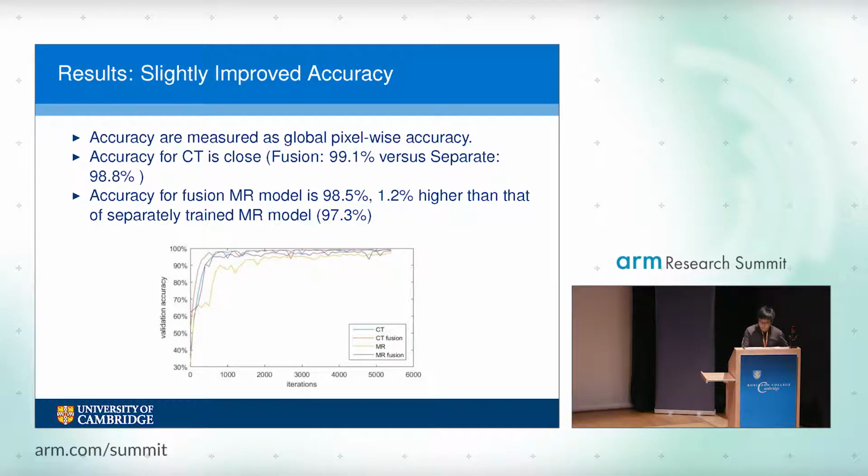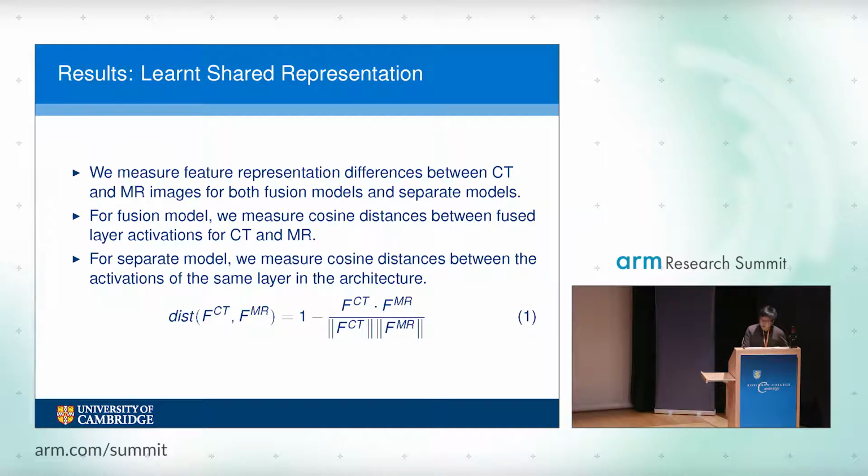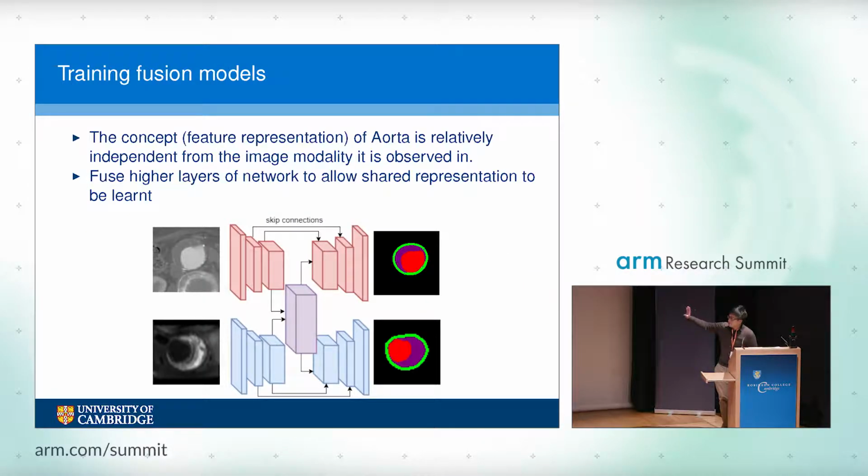And we also observe some other very interesting behavior of this fusion model, which we call a learned shared representation. So what we do is, if we go back a few slides, we put a CT image there, and in the shared layer, there will be some activations, which we call feature maps.